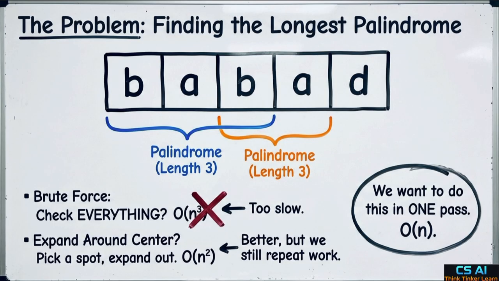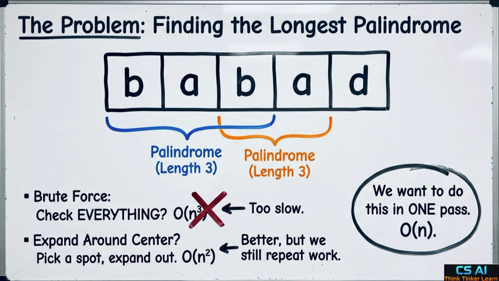Let's define the challenge. Given a string like BABAD, we need to find the longest part of that string that reads the same forward and backward. Here, ABA is a palindrome of length 3, and BAB is also a palindrome of length 3. If we use brute force, checking every possible substring, we end up with O(N cubed) complexity. This is a disaster for large data.